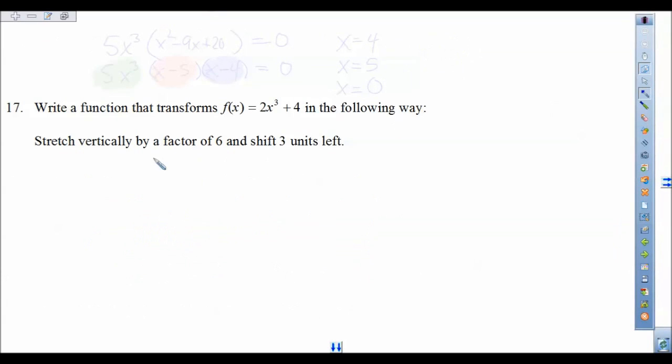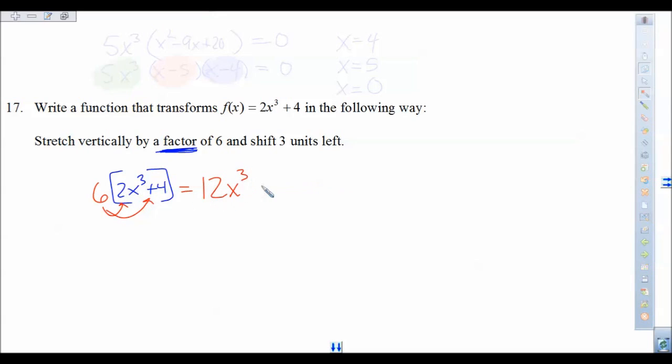Alright, next problem here. Let's take this function up here, stretch it vertically by a factor of 6, and shift it 3 to the left also. When it says factor, in a lot of cases you usually use that with multiplication, don't you? So what they want you to do is take this function, which was originally 2x cubed plus 4, and stretch it by a factor of 6. That means take that whole thing and multiply it by 6. To do that, we have to use the distributive property. So what we'll end up with is 12x cubed plus 6 times 4 is 24.